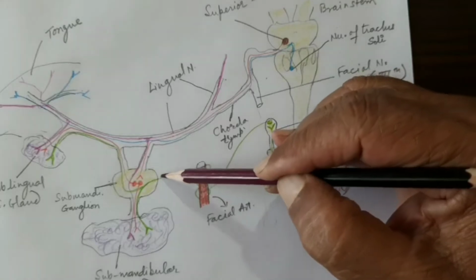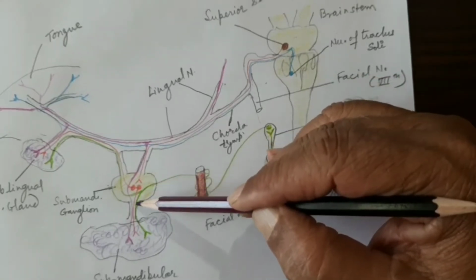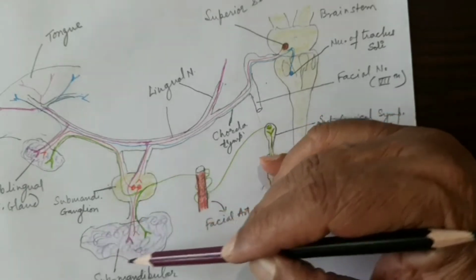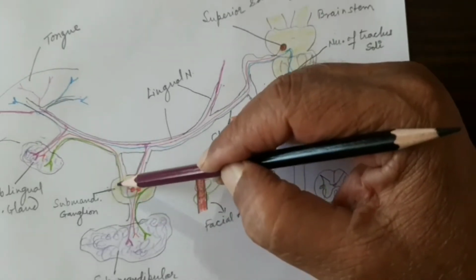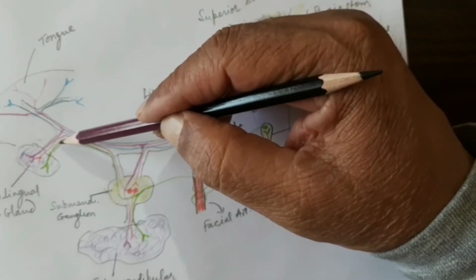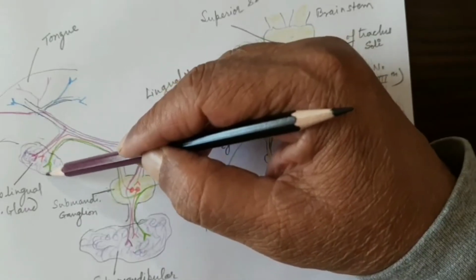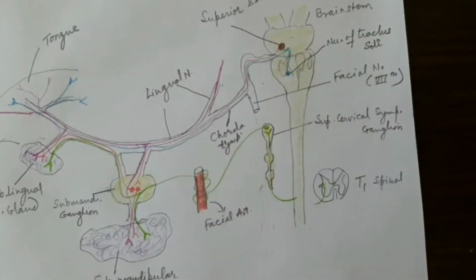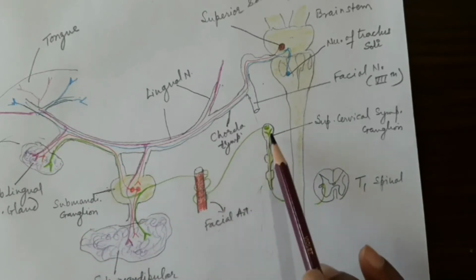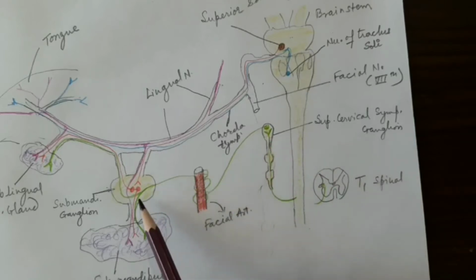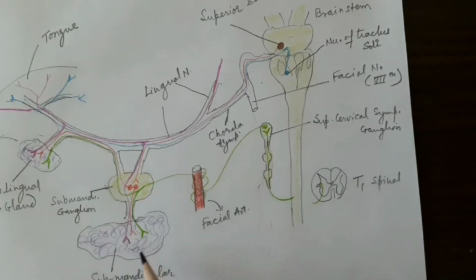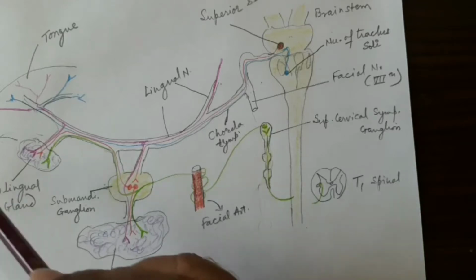You can see here this green color postganglionic fiber, which is vasomotor in nature. It will go without any relay through the submandibular ganglion and will supply the submandibular gland. A few of the fibers will also cross the submandibular ganglion without relay and will supply the sublingual gland. So both the glands receive fibers which come from the thoracic one spinal segment through the superior cervical ganglion, through the blood vessels, and the sympathetic fibers are supplied to these two glands, submandibular and sublingual.